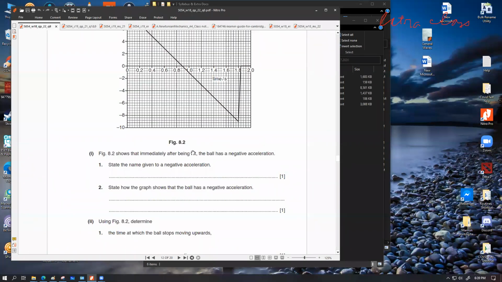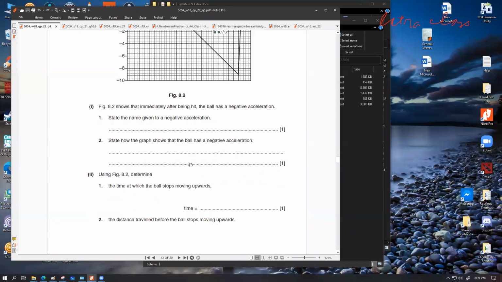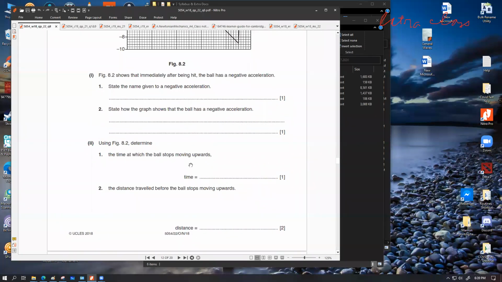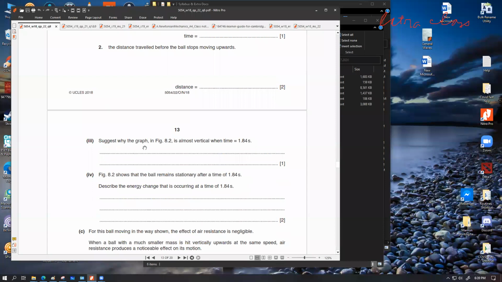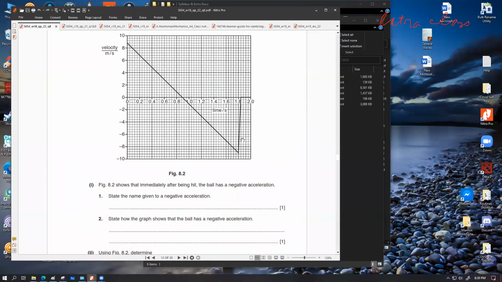And then state how the graph shows that the ball has a negative acceleration. আচ্ছা এটা তো করা গেল। নাম্বার 2 তে বলছে আচ্ছা এই ক্যালকুলেশন গুলো কি সবাই পারছো? পারার কথা। এটা খুব সিম্পল ক্যালকুলেশন। না পারলে আমাকে রেসপন্ড করো। Search why the graph in figure 8.2 is almost vertical when time t equals to 1.84. Acha. Search why the graph in figure 8.2 is almost vertical when time t equals to 1.84, which means from somewhere over here, from t equals to 1.84. 1.8 থেকে 1.84 পর্যন্ত. This part of the graph is nearly vertical.